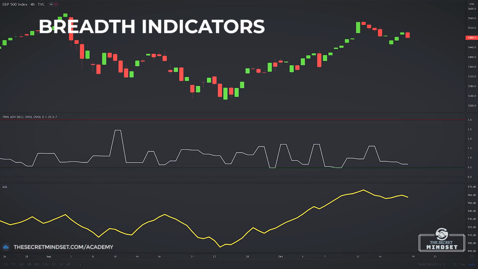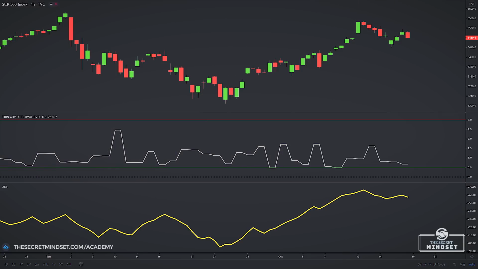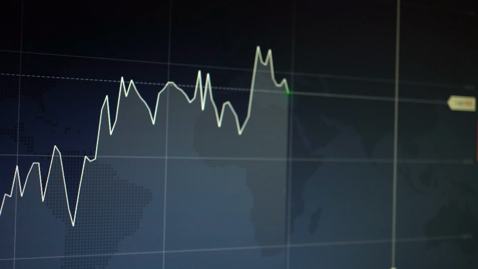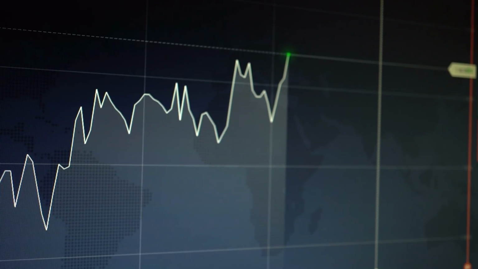If the majority of the securities tracked by the indicator are advancers, then investors expect a rosier market going forward, while a majority of decliners would give investors pause, indicating weakening demand for the stocks. Essentially, market internals point to a convergence or divergence in securities markets. If the data reveals a confirmation, then the market index being tracked will continue in its direction. If there's a divergence, then the market may steer into a different direction. Market internals can provide much needed clarity for investors and lead to more stable and savvy investment outcomes.